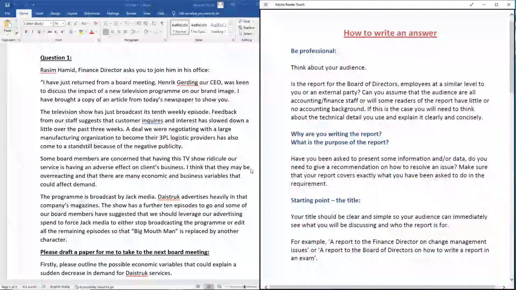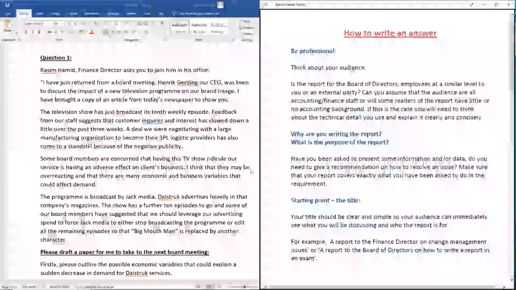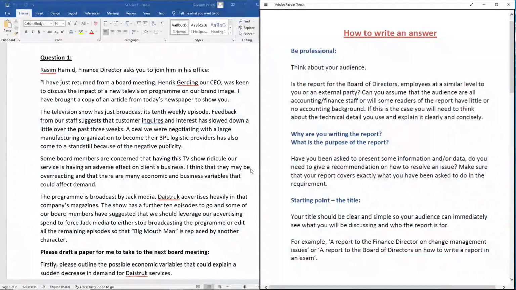From your pre-seen quiz, from your mixed quiz, you should have already drilled it into your mind that you are the senior finance manager working at Daystruck. This is your job. This is your company. This is your day-to-day job. And you will only be able to play the role of a senior finance manager if you have gone through the pre-seen multiple times. Otherwise, your answer will be very generic, not related to Daystruck, and you will not get any marks.